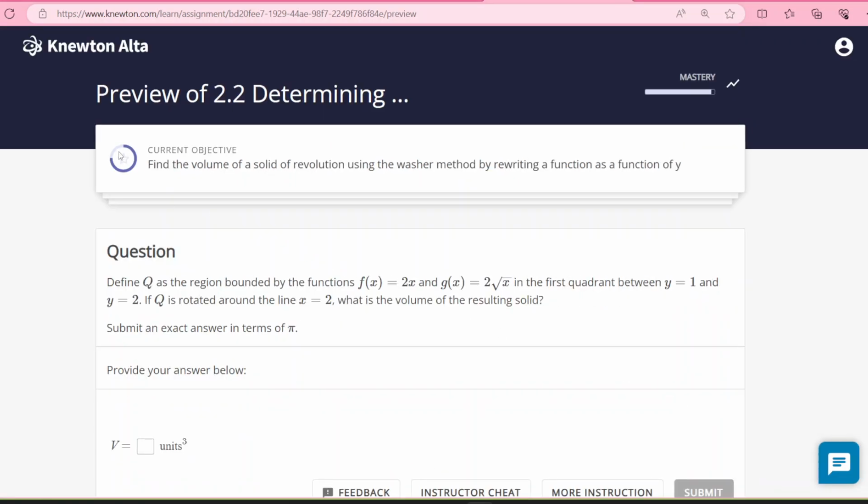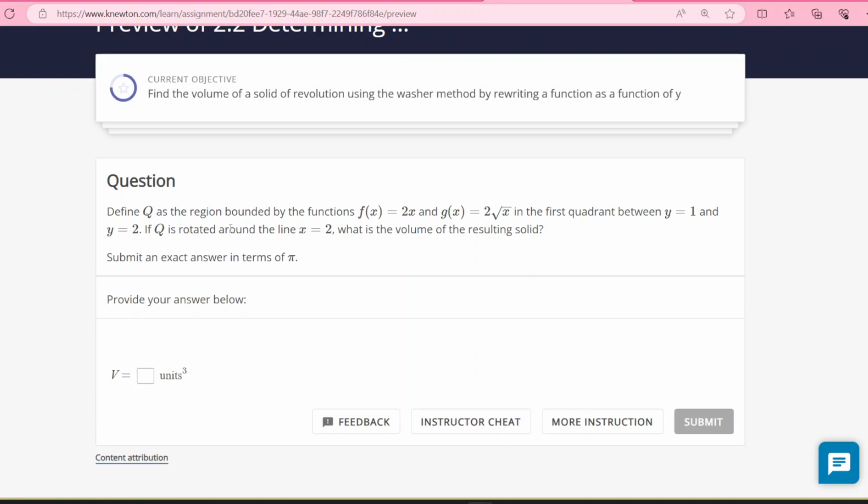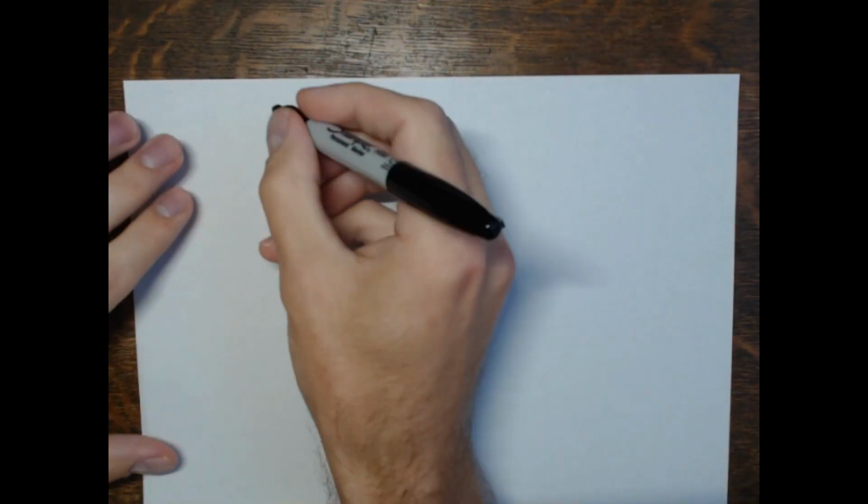So probably just one more. Looks like I'm almost there. So this is another one where I'm rotating around a line that's not the y-axis, but some other vertical line, right? Rotating around x equals 2. So once again, I'll draw the region and do all the same stuff I've been doing the past several examples. All right, so I'll draw this region.